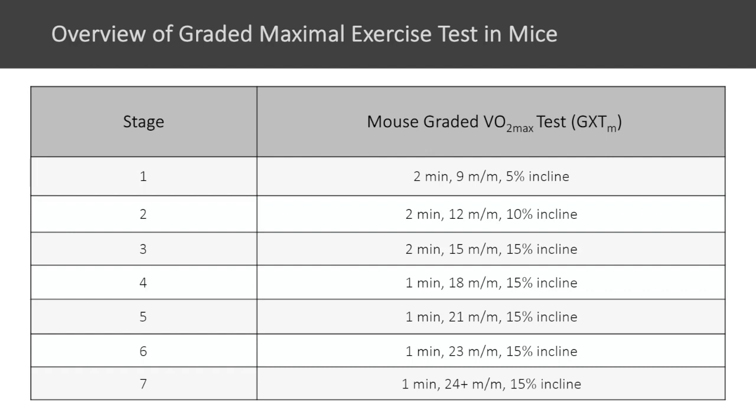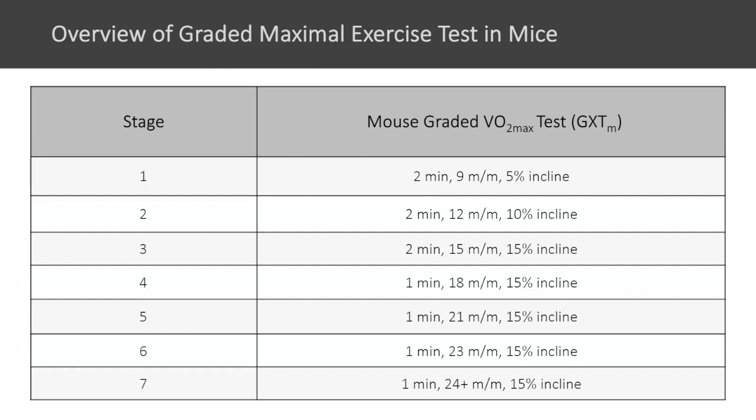If you're performing a graded maximal exercise test in mice, you're going to have, after a warm-up period, a series of stages. In stage 1, for 2 minutes, the mice are going to run 9 meters per minute at a 5% incline. After that first stage, you'll move up to a second stage where the incline increases again, and you move 3 meters per minute faster, so 12 meters per minute. These increases in inclination occur again for another 2-minute stage, moving 3 meters per minute faster, at 15.